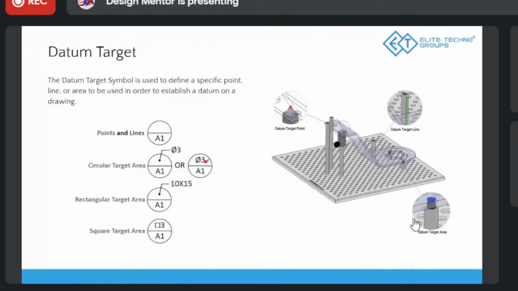Then you'll give the radius or diameter of the circle as well. If you have a square area instead of circular, you can have a square area as well. And you can have a rectangle one as well. So for a rectangle, you note it like this. For a square, you note it like this first. All sides of a square are equal, so you just mention one dimension.